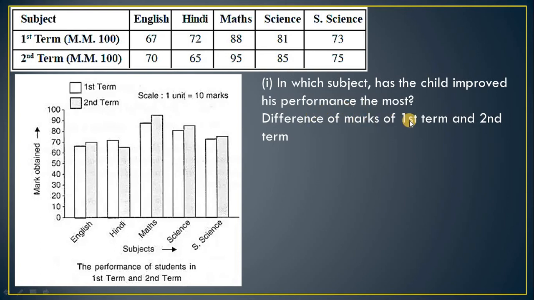You have to find the difference of marks of the first and second term, because the question is in which subject has the child improved his performance most, meaning that the difference should be more. So first do English. Performance means what? Term 1 mark is given, term 2 mark is given. So the student got 67 in term 1 and here he got 70, meaning 3 marks improvement. Got that? In this way you have to solve.